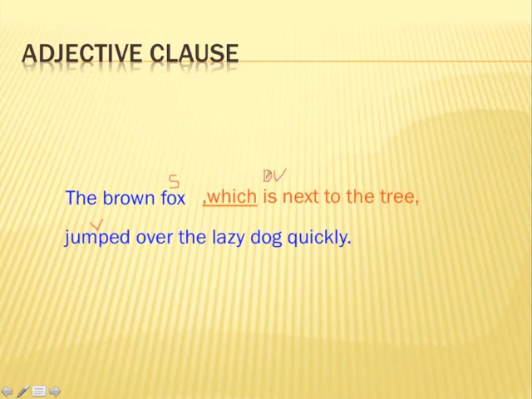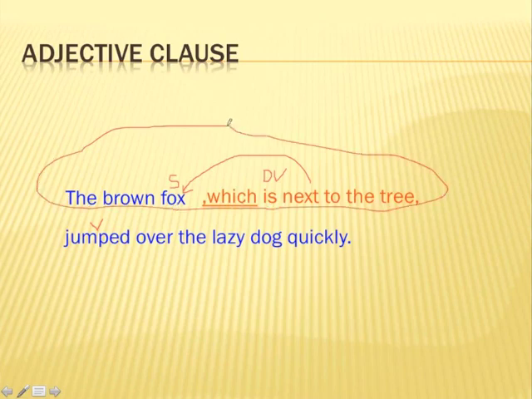So notice this verb here is not the main verb of the sentence. It belongs together with this entire clause. But this clause's purpose is to connect back to the noun that it's describing. So as we said before, think of all of this now as the complete subject, because it's describing the word fox still.